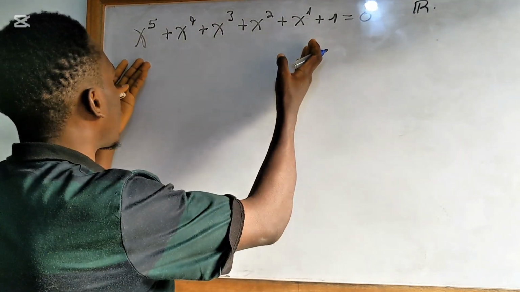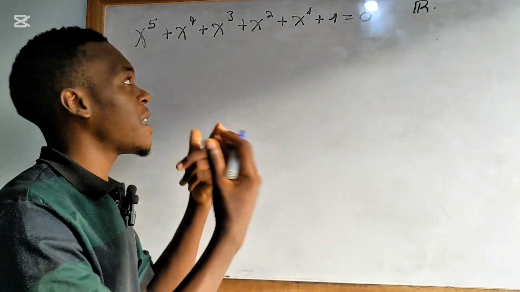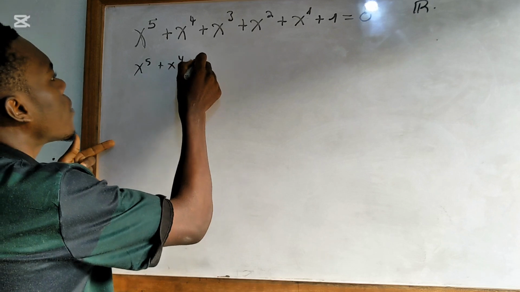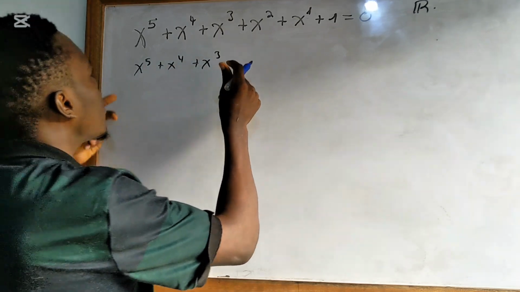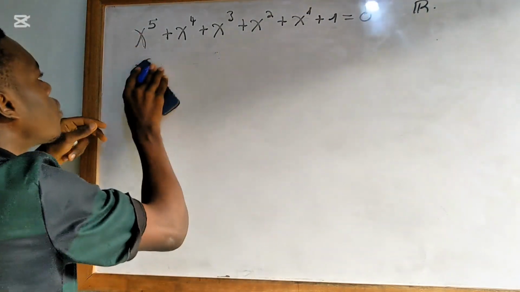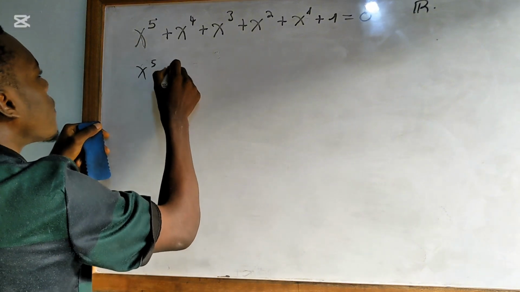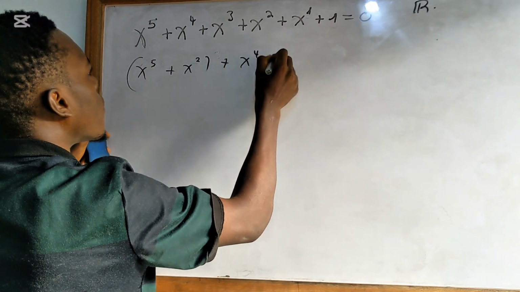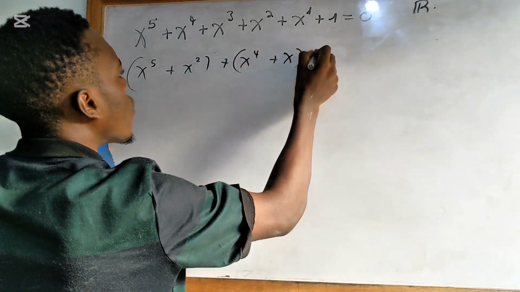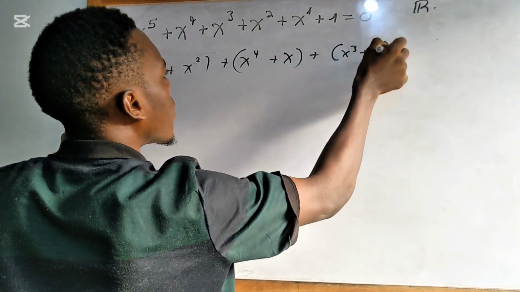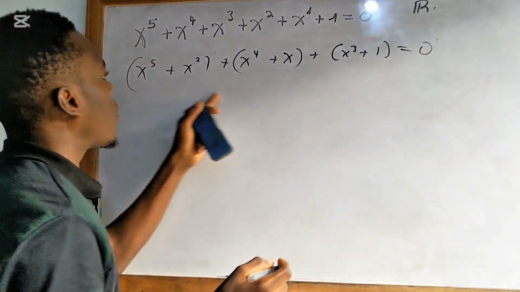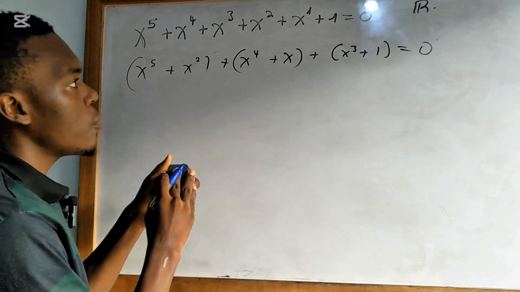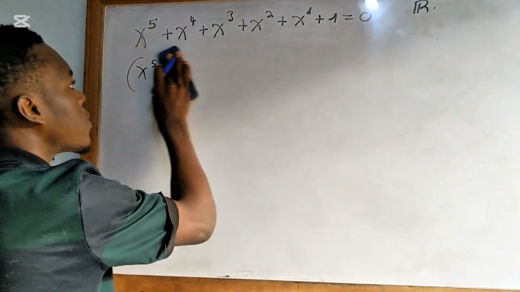Someone will just start expanding this and find themselves expanding to a point they will not even understand. You can say x to the power 5, x to the power 4 plus x cubed, or try to combine x to the power 5 and x squared, maybe combine x to the power 4 plus x, combine x cubed and 1, trying to find the common factor all around, but you find yourself stuck because you will be unable to proceed with the solution. But let me show you a strategic method in 3 steps to solve this question.